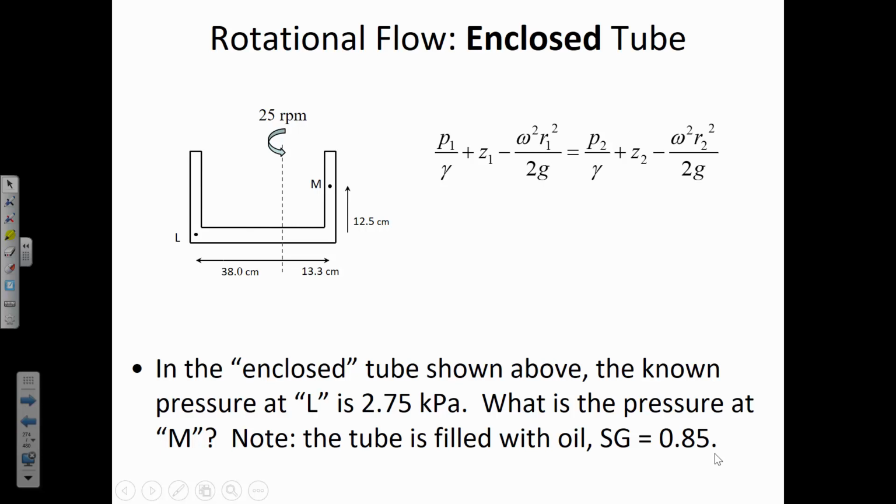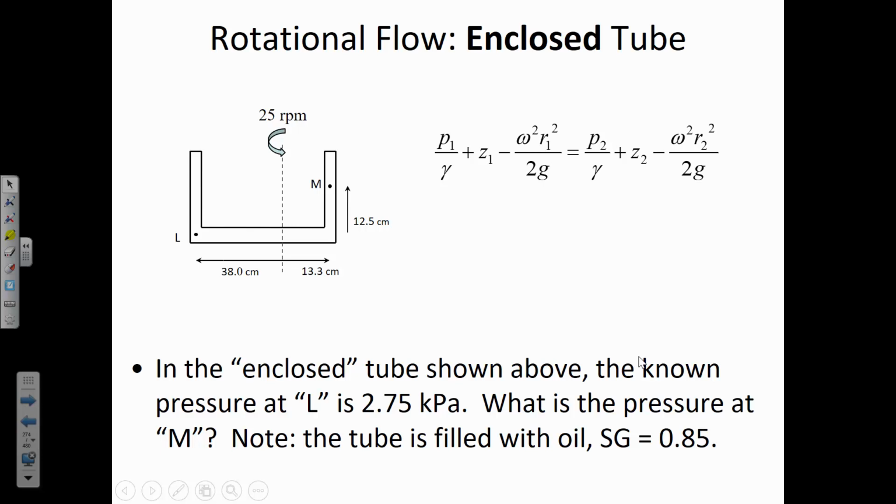What if we change the fluid from this oil to mercury? Well, in that case, the pressure changes would be more severe as we have differences in elevation or differences in how far away they are from the axis of rotation. So if we had held the pressure at L at 2.75 kilopascals, if this had mercury in it, then the pressure difference at M would be so great that it would maybe go negative, because 12 centimeters of mercury is going to have a big decrease in pressure.